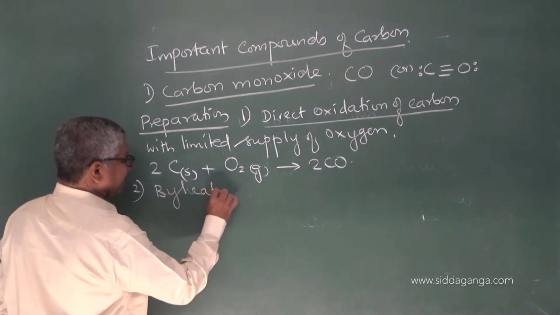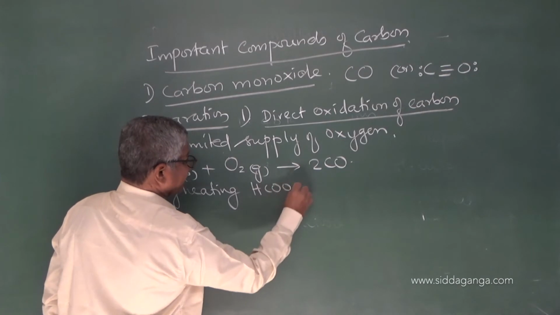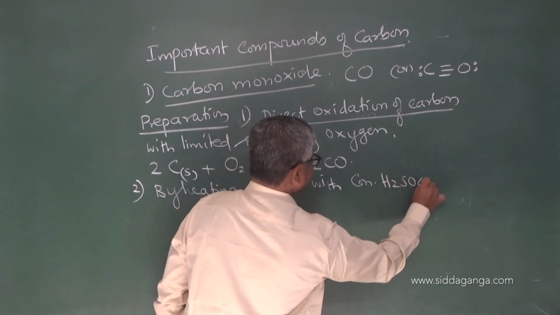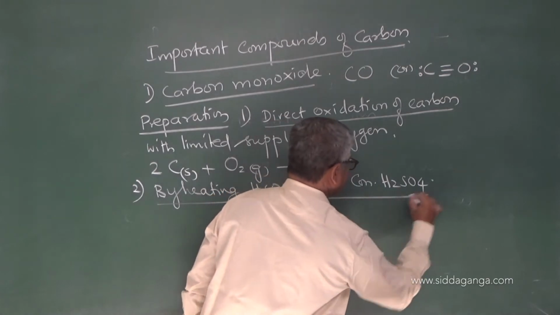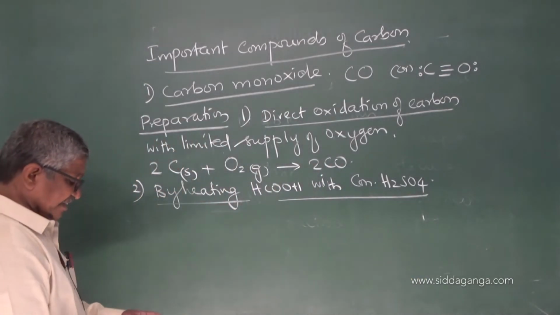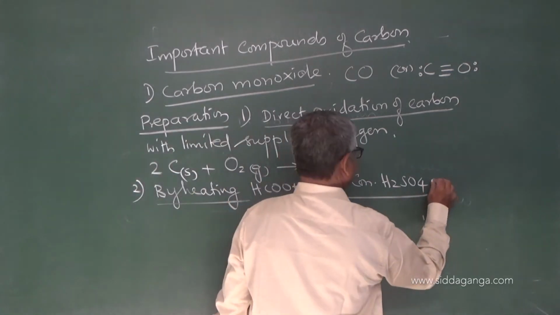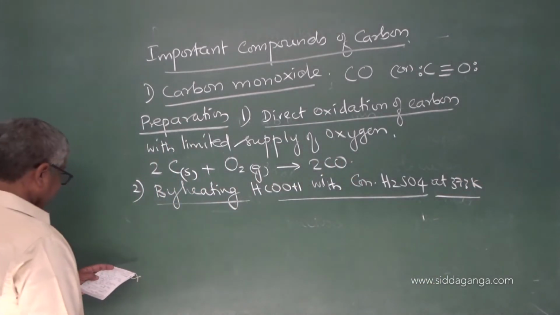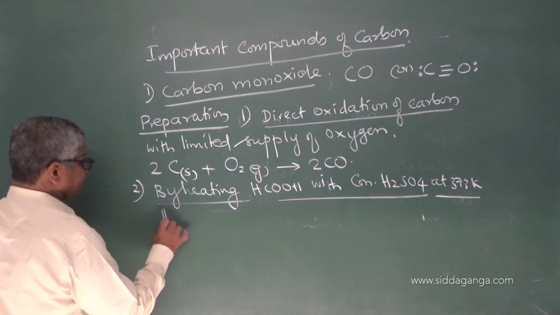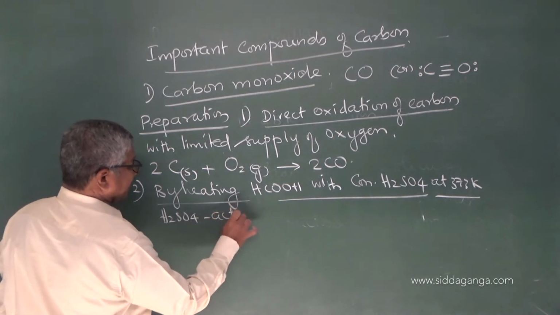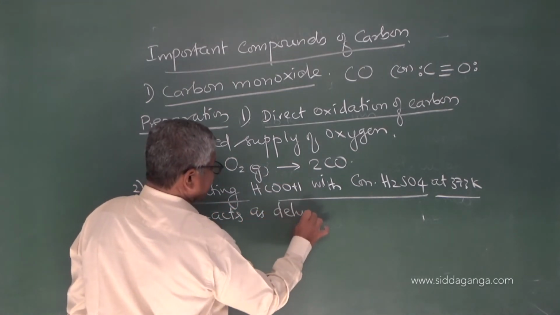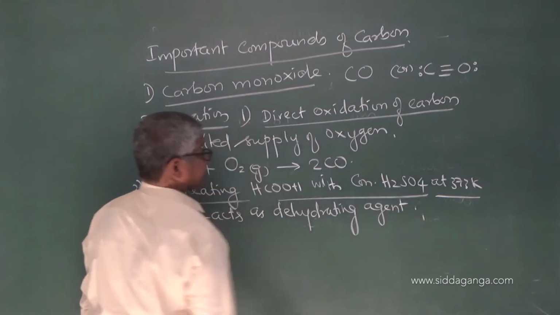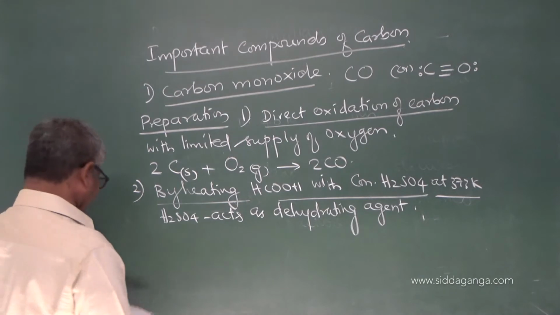by heating formic acid with concentrated H2SO4 at 373 Kelvin. Here H2SO4 acts as a dehydrating agent.